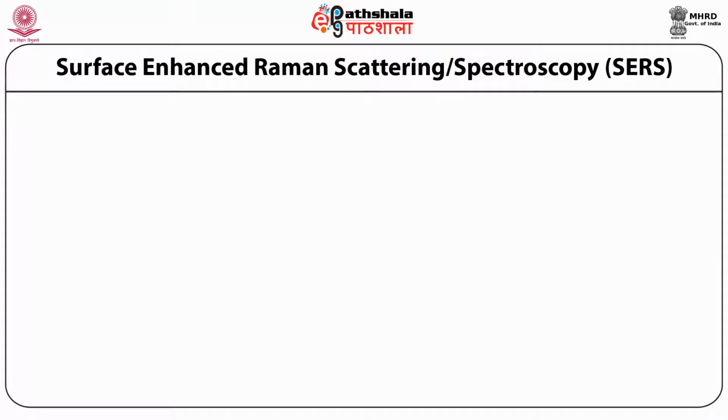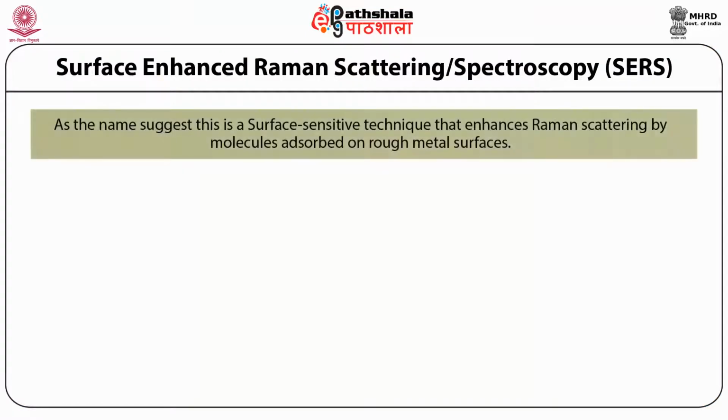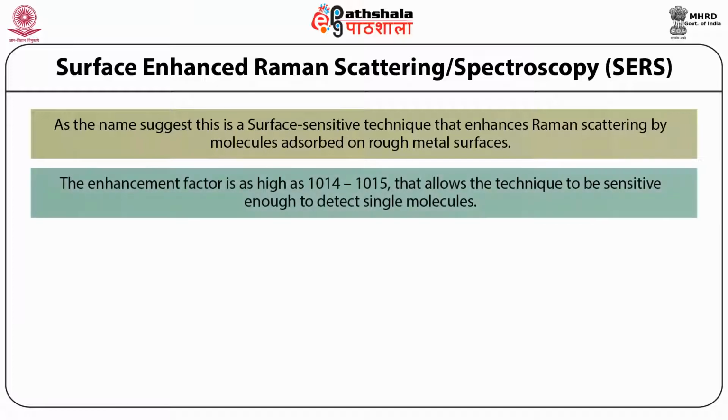Surface enhanced Raman scattering or spectroscopy, SERS. As the name suggests, this is a surface sensitive technique that enhances Raman scattering by molecules adsorbed on rough metal surfaces. The enhancement factor is as high as 10 raised to the power 14 to 10 raised to the power 15. That allows the technique to be sensitive enough to detect single molecules.